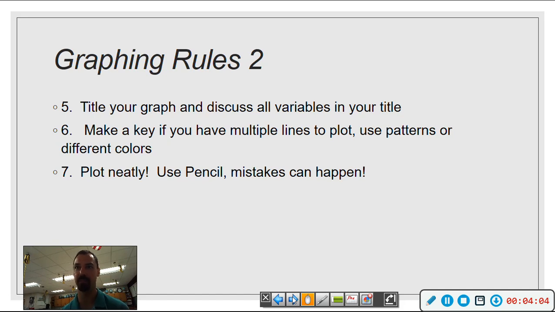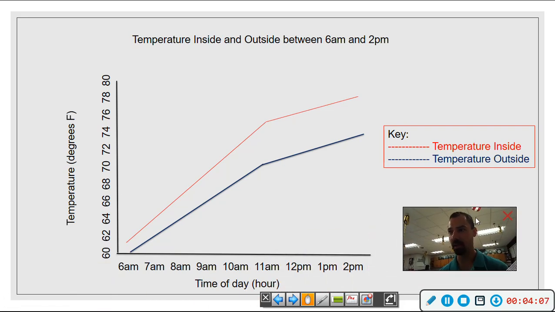Here is a good example of a graph properly labeled and everything. This is temperature inside and outside between 6 a.m. and 2 p.m. You notice the axes are labeled. Time of day, hour, goes on the bottom. It's 6 a.m., 7 a.m., etc., all the way to 2 p.m. And also the data does not start with 0. So once again, I illustrate, maybe in math class you have to start with the origin. Here you do not have to.